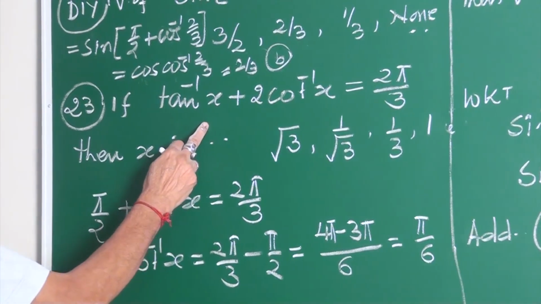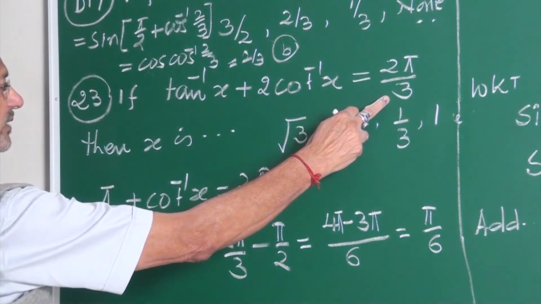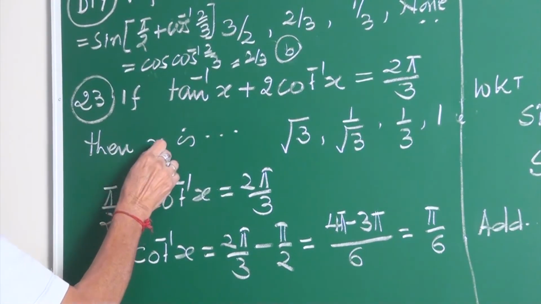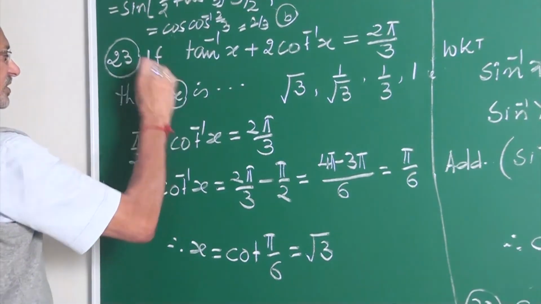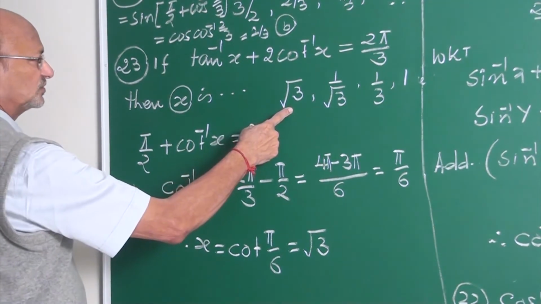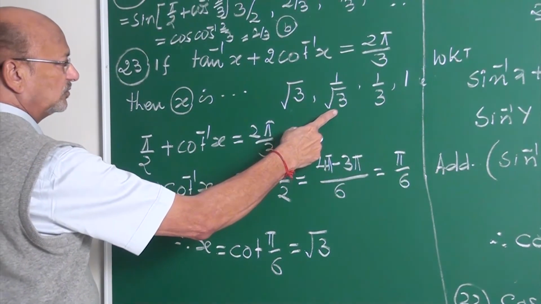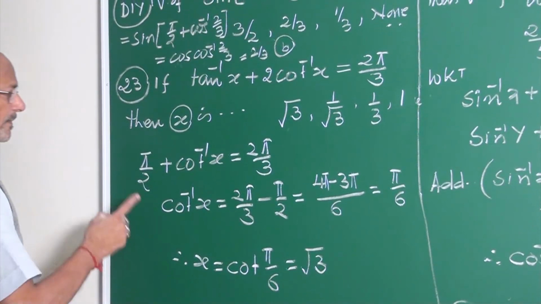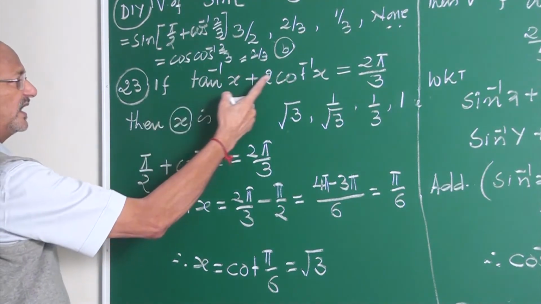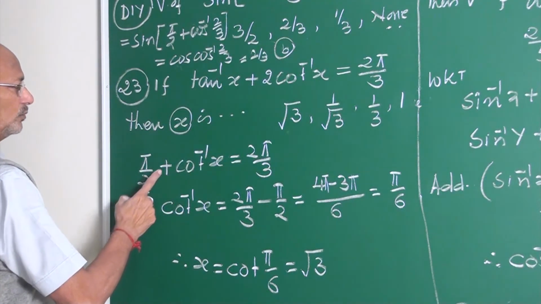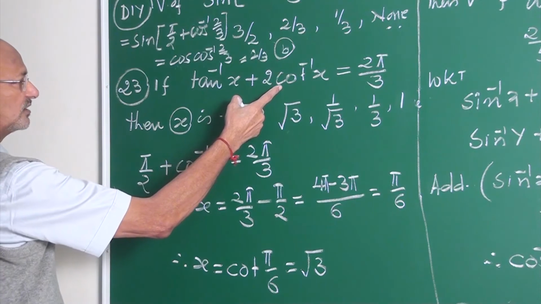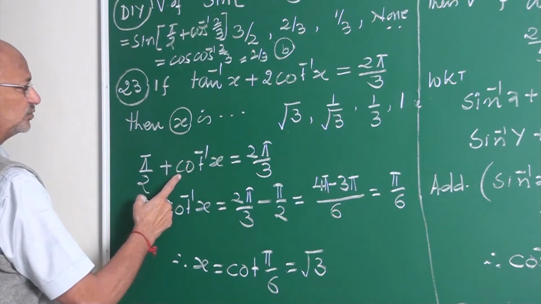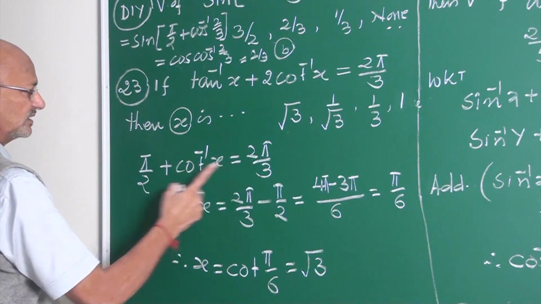If tan inverse x plus 2 cot inverse x equals 2 pi by 3, then the value of x, my friends. These are the options: root 3, 1 by root 3, 1 by 3, 1. Once again, tan inverse plus cot inverse is pi by 2. You have one more cot inverse here, so 2 minus 1 is 1, cot inverse x is 2 pi by 3.